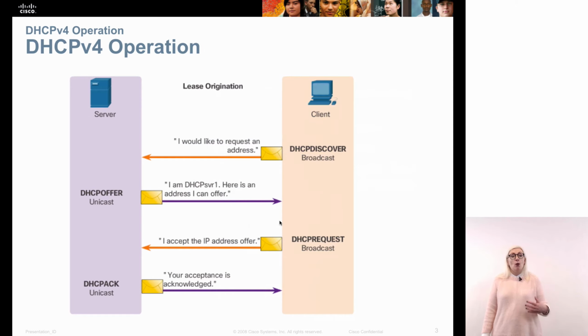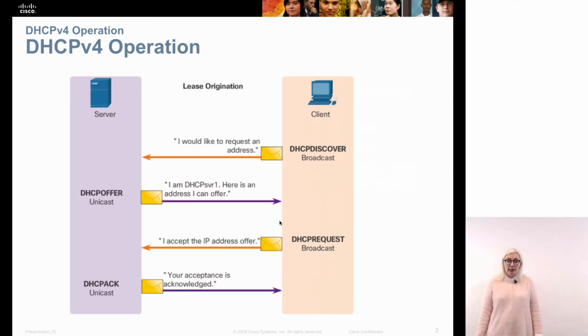So what happens when I have a client that is set up to get an IP address automatically? When it is connected to the network, it will send out a DHCP discover. This is a broadcast to all devices on the network saying, I would like to have an IP address, please. Then the server will send back an offer to the client saying, I'm the DHCP server, here's an IP address for you. This is sent as a unicast because the server can see where this information originates.